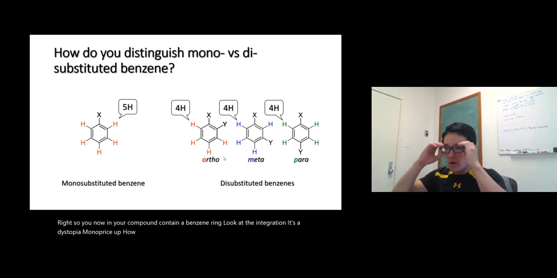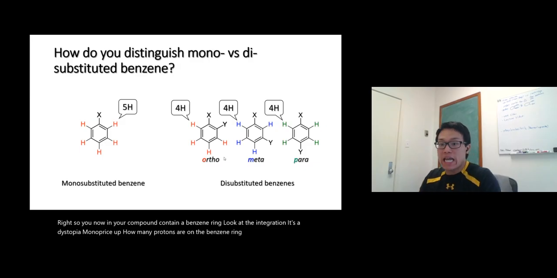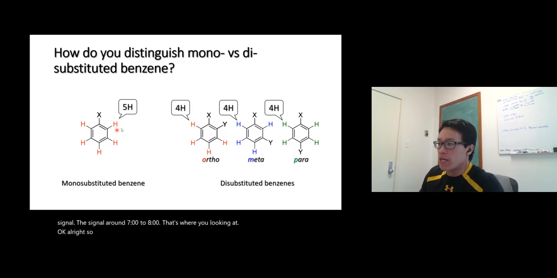How many protons are on the benzene ring? And not just any signal, the signal around 7 to 8. That's where you're looking. So once you do this, monosub, we're done now.